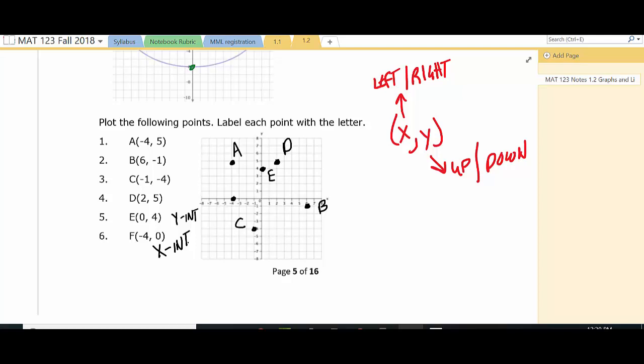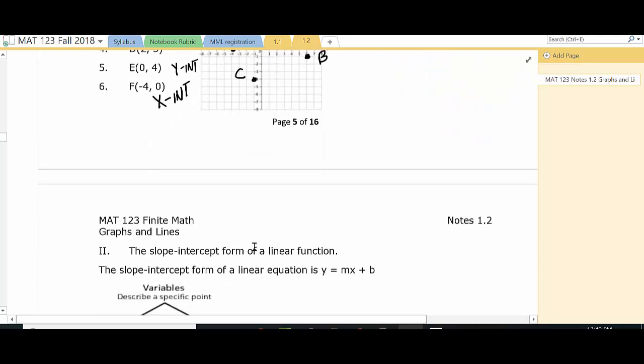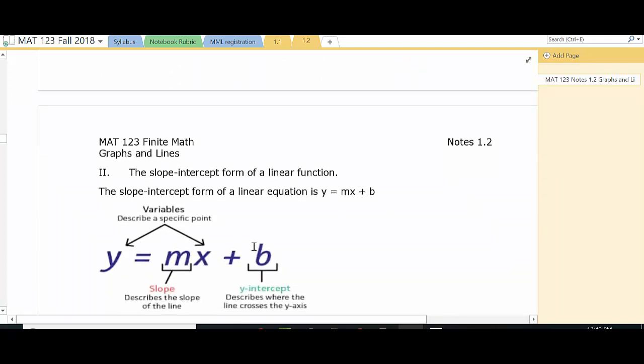Because I don't ever know. You gotta be able to do your plotting of points if you can do any graphing at all. So you want to be really solid with how you do that. Okay, now what we're going to do is get into equations and graphing lines.